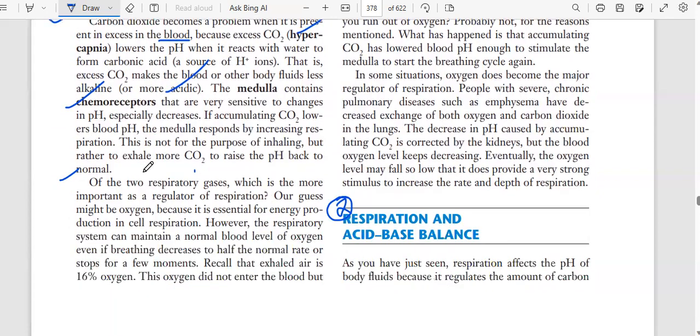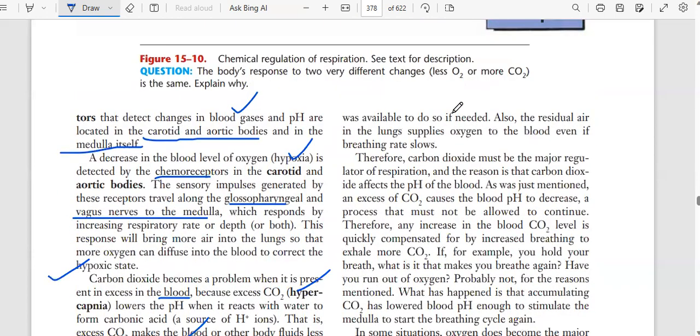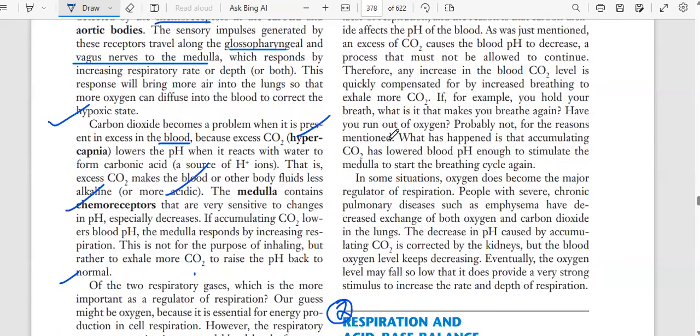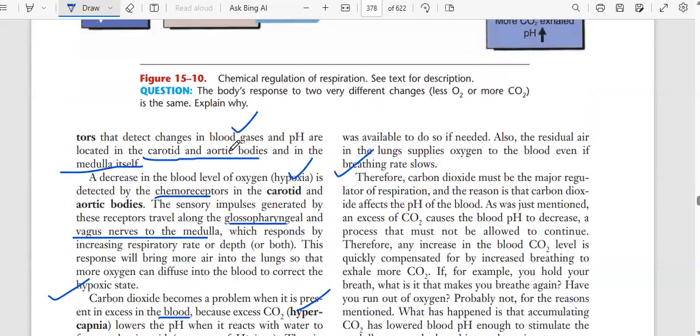Of the two respiratory gases, which is more important as a regulator of respiration? Our guess might be oxygen, because it is essential for energy production in cell respiration. However, the respiratory system can maintain a normal blood level of oxygen even if breathing decreased to half the normal rate for a few minutes. Recall that exhaled air is 16% oxygen. This oxygen did not enter the blood, but was available to do so if needed. Also, the residual air in the lungs supplies oxygen to the blood, even if the breathing rate slows. So, understood here how the chemicals are helping.